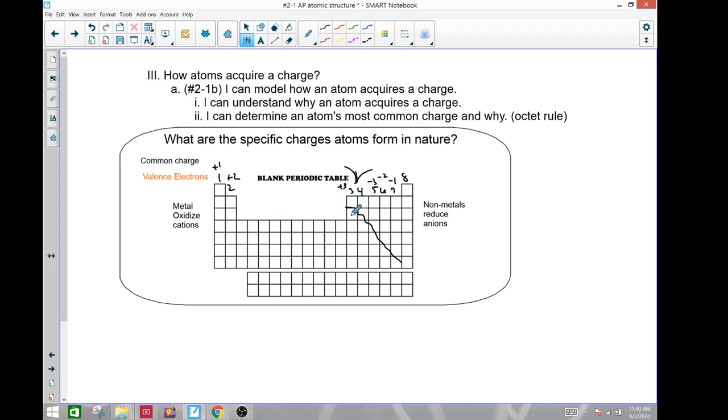Why does aluminum form positive 3? Aluminum is located right here. All right, so aluminum forms positive 3 in nature, and that's it. Okay, why is that guy doing that? Well, aluminum has 3 valence electrons.